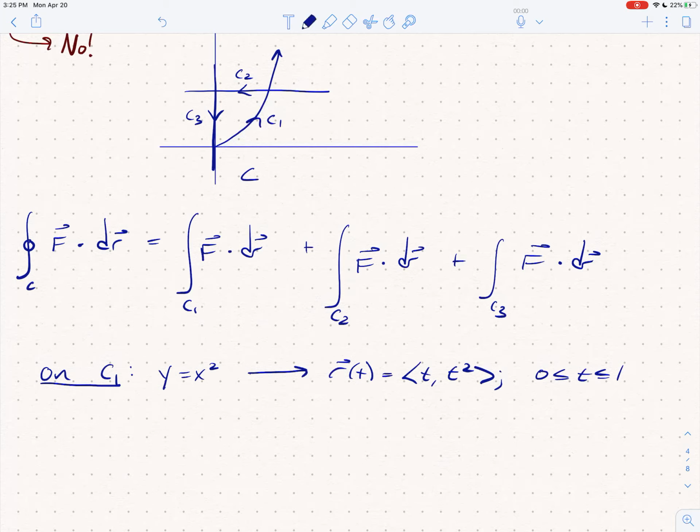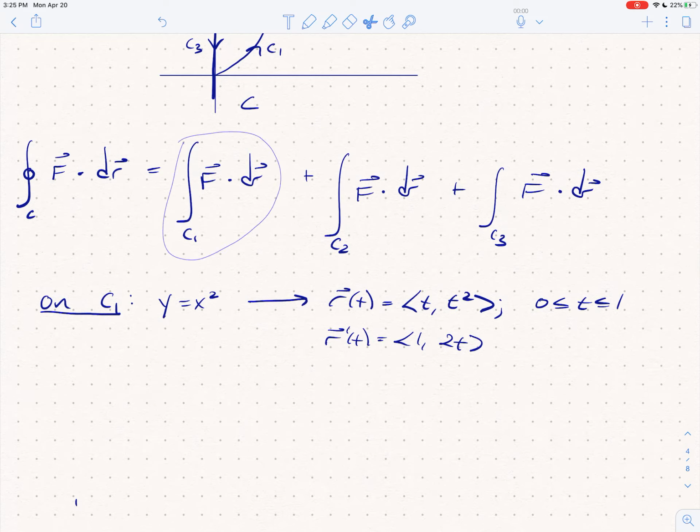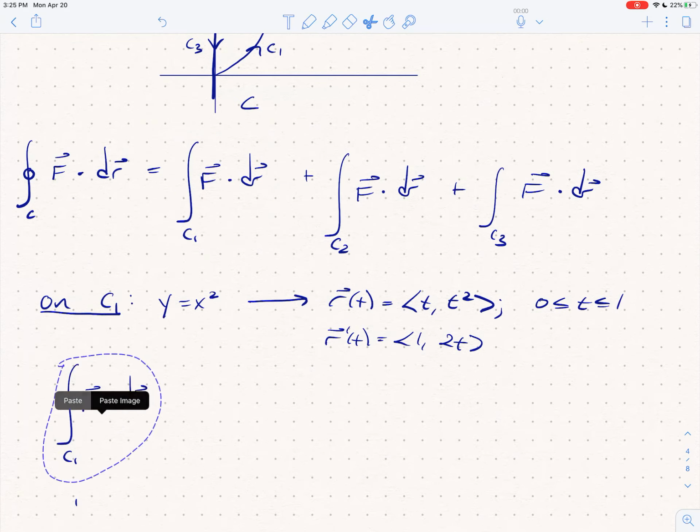So we've parameterized C1 without too much difficulty. We know we're going to want r prime of t, so we'll go ahead and compute that. We get 1 and 2t. And so now we're interested in this integral.